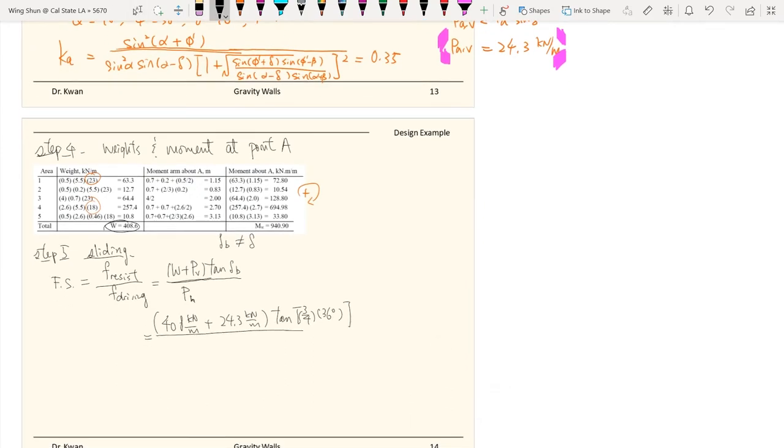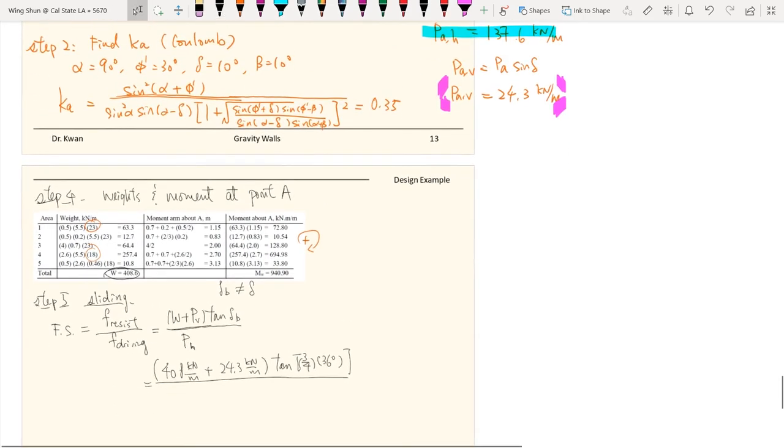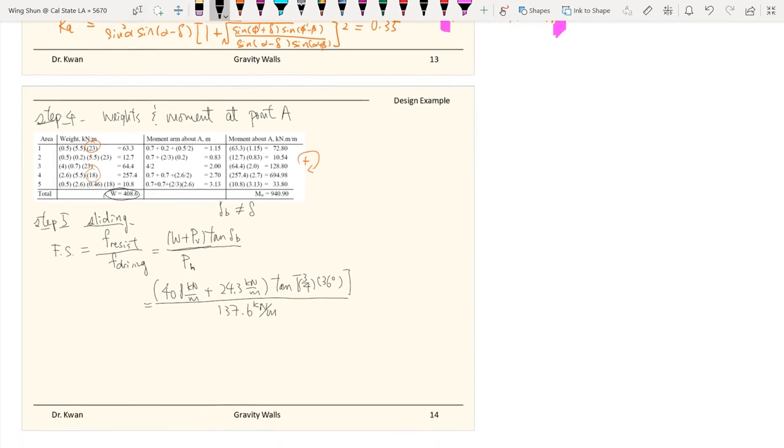And then divided by the driving force, which is the horizontal component, which is 137.6 kilonewtons per meter. So we plug in all those numbers, we calculate our factor of safety equal to 1.6, which is just greater than the Federal Highway Administration requirement of 1.5. So we are okay on that one.